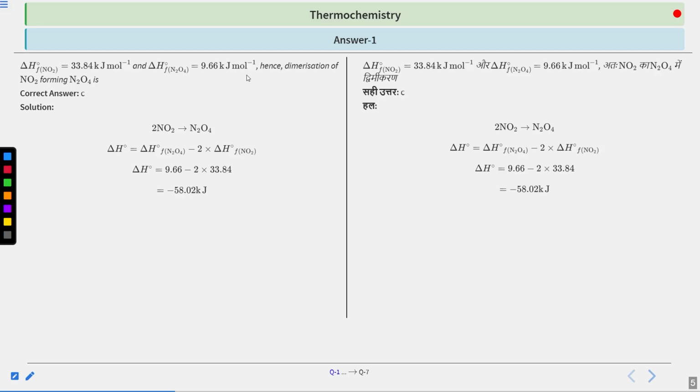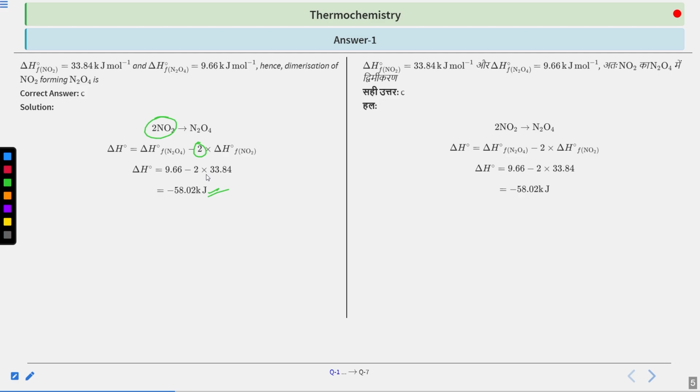Now here you will ask why it is written per mole. Okay, why is it not written here per mole? Basically for NO2 we have multiplied with the number of moles, which is 2, so that cancels out the per mole. And similarly the number of moles for N2O4 is 1, so if you multiply it with 1, then you will again get the cancelling of the per mole. Okay, so on solving it we'll get minus 58.02 kilojoule.